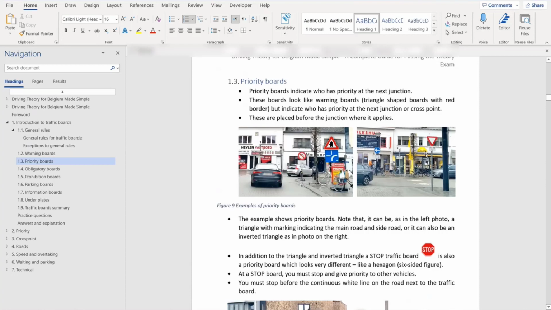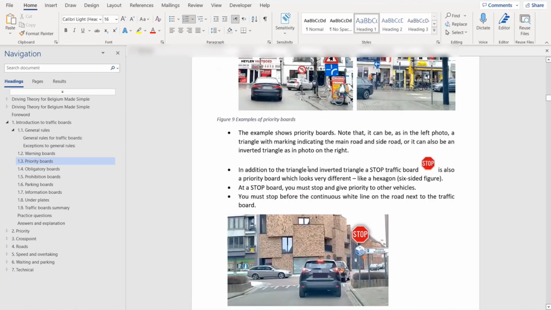A priority board can also look like an inverted triangle. This we call a shark teeth. So this also is a priority board, which shows that you must give priority to the other vehicles on the road before proceeding at this junction.